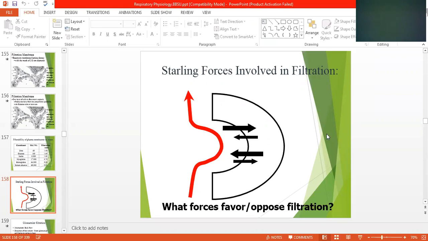Now we are going to start discussing the forces involved in filtration while we are discussing the function of the kidney. So there are certain forces in the filtration. What forces favor and what forces oppose the filtration of the blood through the kidney.